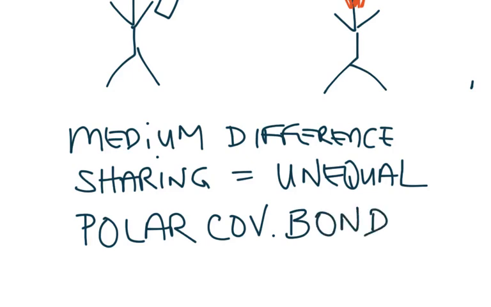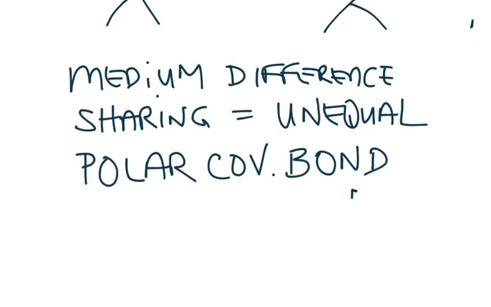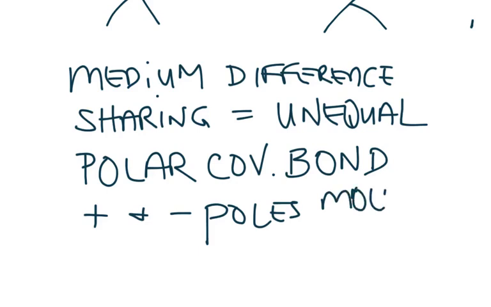A polar covalent bond means the electrons are actually closer to one atom than they are to another. They're not a 50-50 share, it's more of a 75-25 sharing. And that results, the reason we call it polar, in positive and negative poles or sides on our molecule. That's what we're talking about with this medium difference. So if we look at one of the easiest examples, let's look at water.